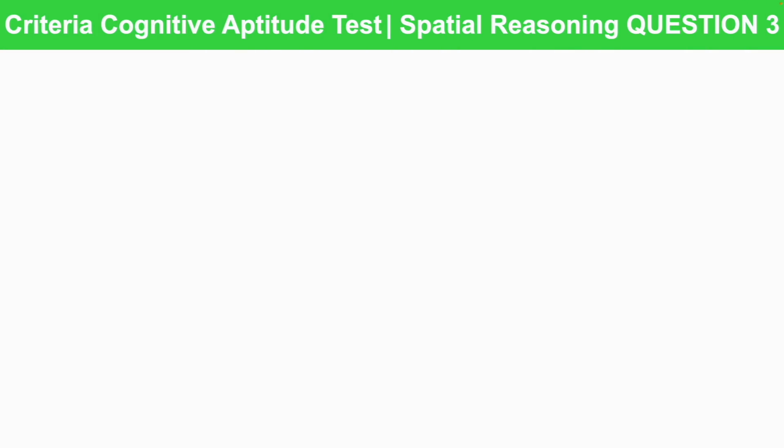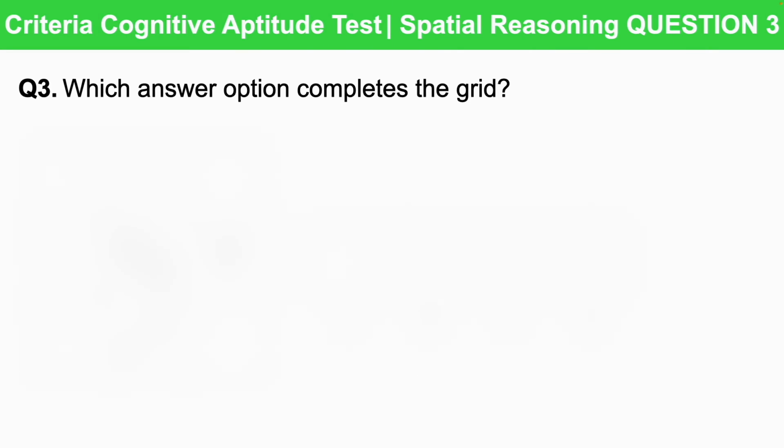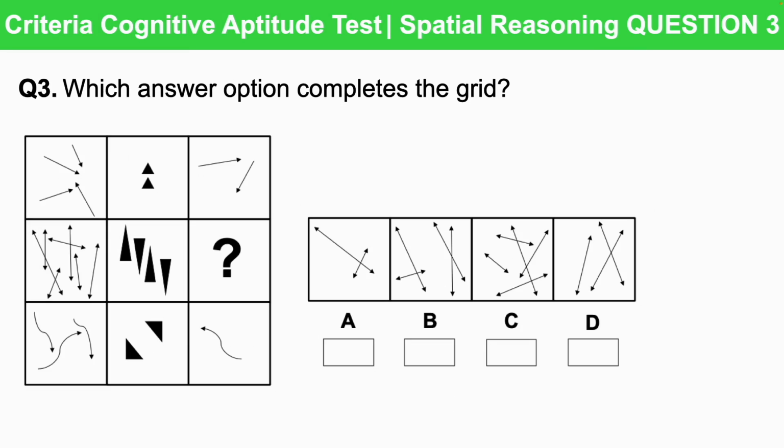Okay, let's move on to the next spatial reasoning question. The final complete the grid question is this: is the correct answer A, B, C or D? Again, you have 12 seconds on the timer to work this out, but if you need to pause the video, please do so, and don't forget to put your answer in the comment section below so I can mark it for you. 12 seconds starts now.